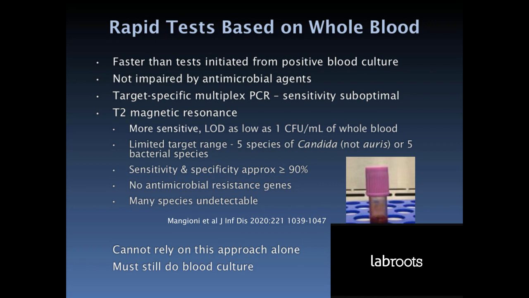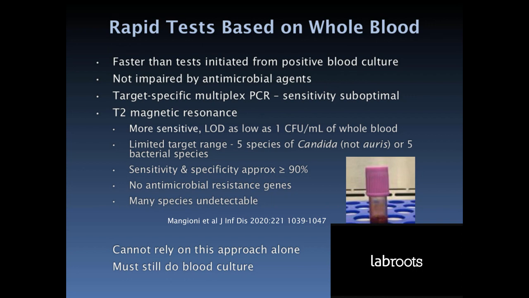T2 magnetic resonance is more sensitive than multiplex PCR. This is pathogen-specific PCR with miniaturized magnetic resonance. After the PCR amplification step, the amplified DNA is detected by hybridization to probe-enriched superparamagnetic nanoparticles, which causes large changes in the T2 signal and confers superior sensitivity.